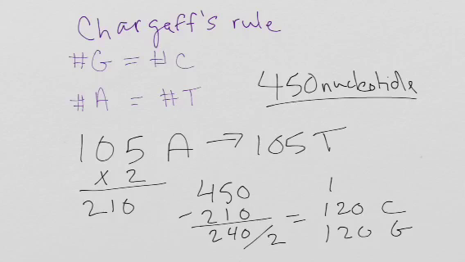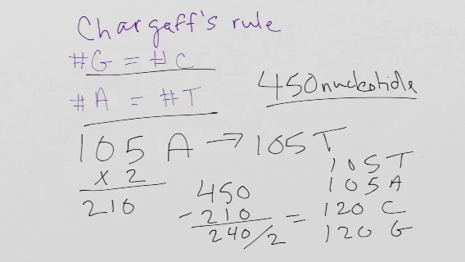We already know that we have 105 A's and 105 T's. That is Chargaff's rule. It is not a complicated math computation. You just have to know that the number of A's and T's equal one another and the number of C's and G's equal one another.